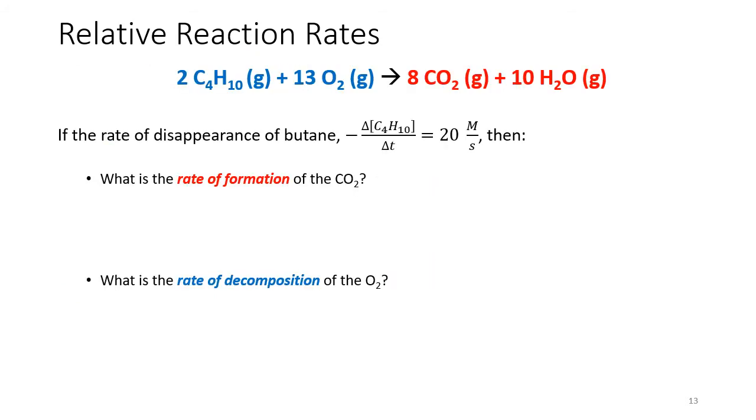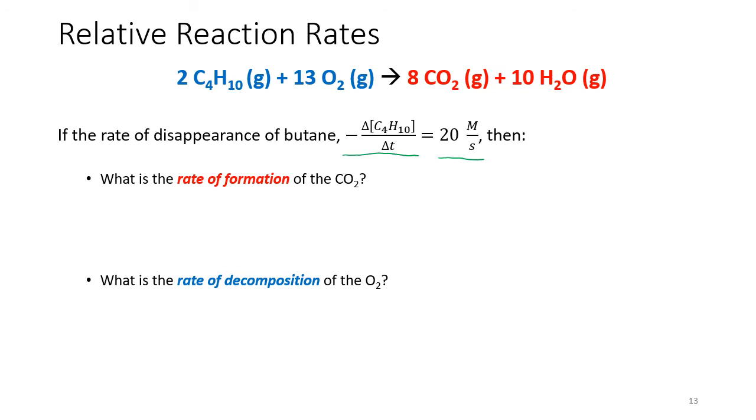Now, if we actually know the rate of disappearance of something, in this case butane, negative change in concentration of butane per time is equal to 20 molar per second, then we can actually solve numerically for the rates of other species in this equation. So what is the rate of formation of CO2 if we know that rate of disappearance of butane?